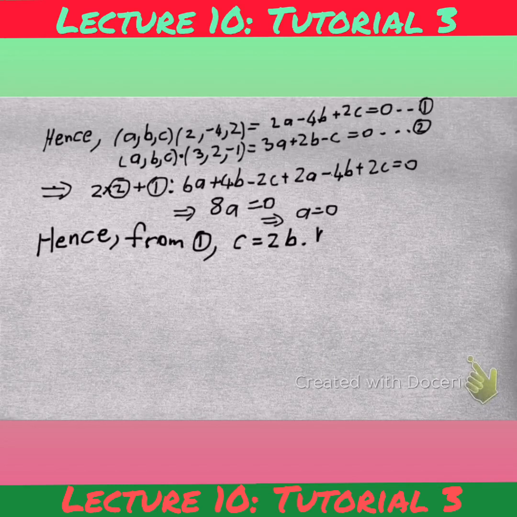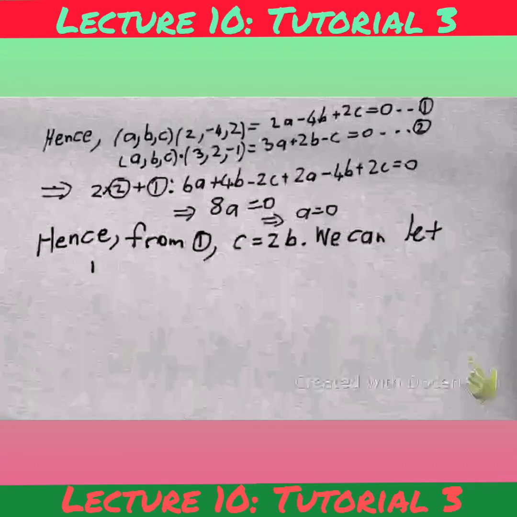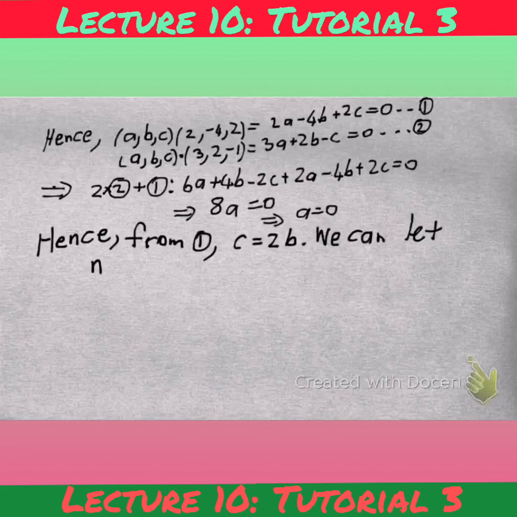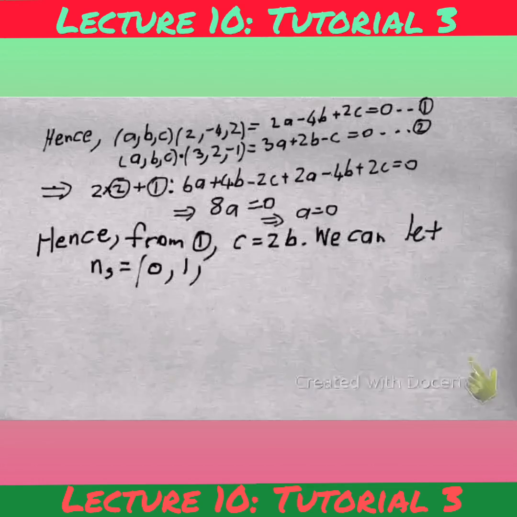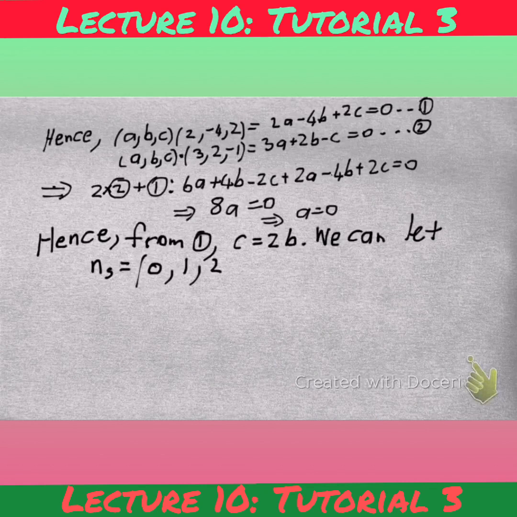Right, so basically for the normal vector that you have for the plane S, you can pick any value for b and c that you want. You can pick a as 0, you can pick b as 1, and you can pick c as 2. All right, so that's a sufficient vector you can use.